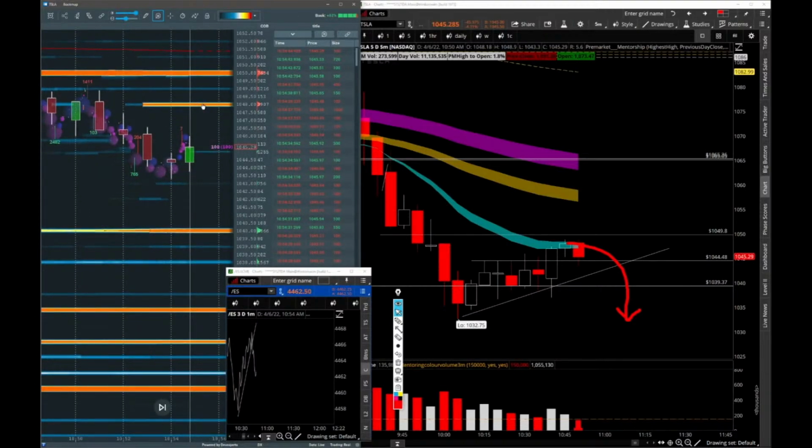I like this new level of resistance over here. So in this case, I have my add at 1046, and we took 1046 and 40s, even better. And my average is in the 1050s.